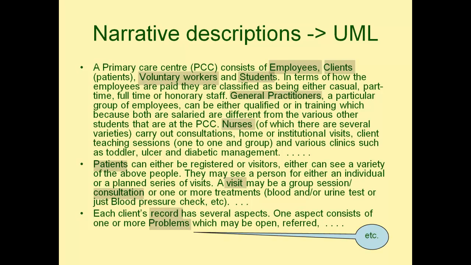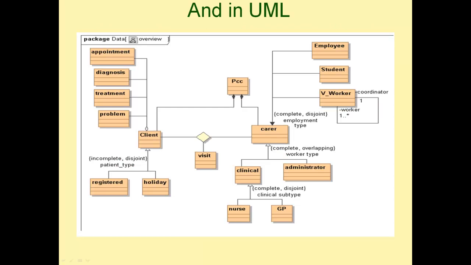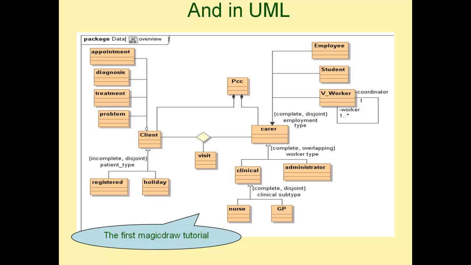The interesting thing, of course, is that this is a very short narrative here. In real life, this is much more complicated than the way I've started describing it here. But in UML, you convert this narrative to a diagram, and here is a class diagram representing some aspects of that previous narrative. And when you work through the Magic tutorials, you'll find that the first tutorial is concerned with drawing this UML class diagram.